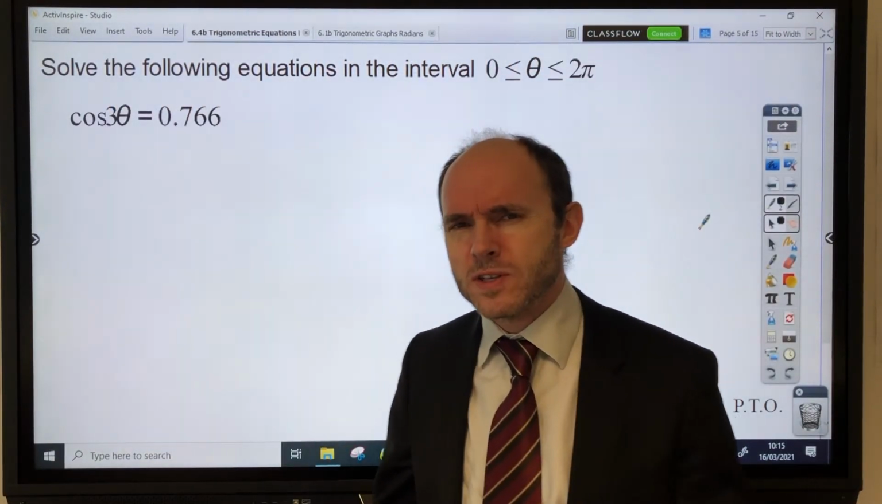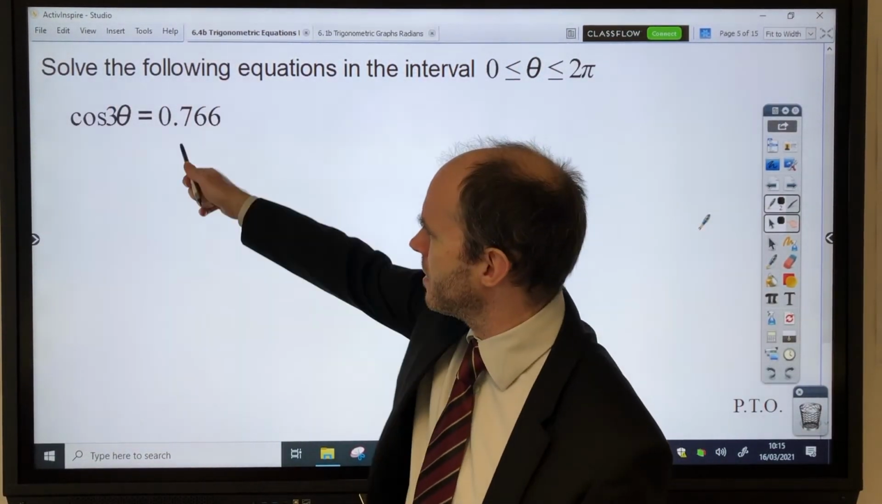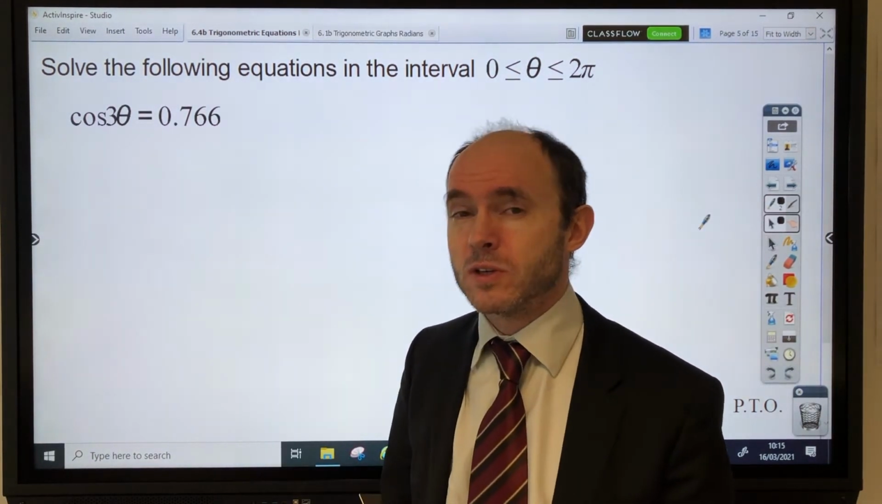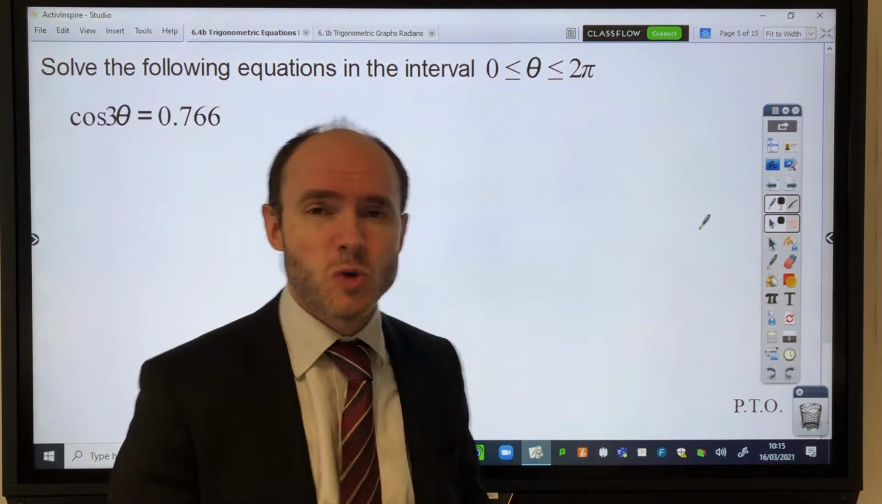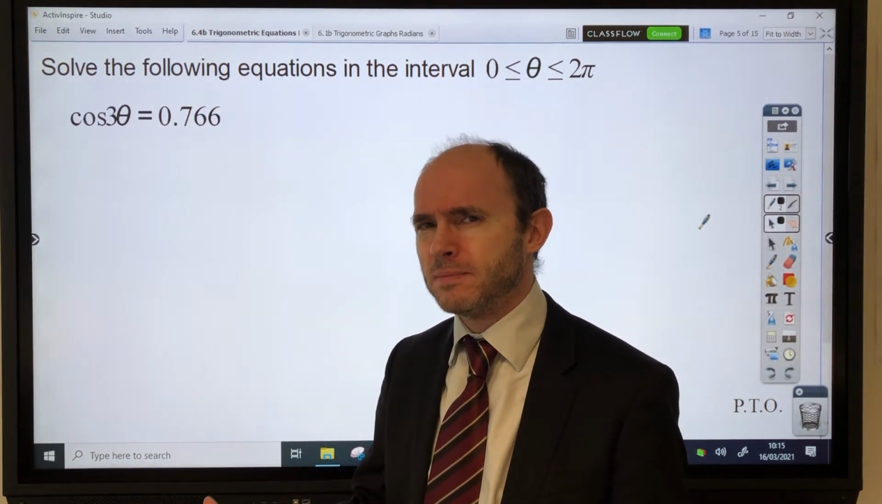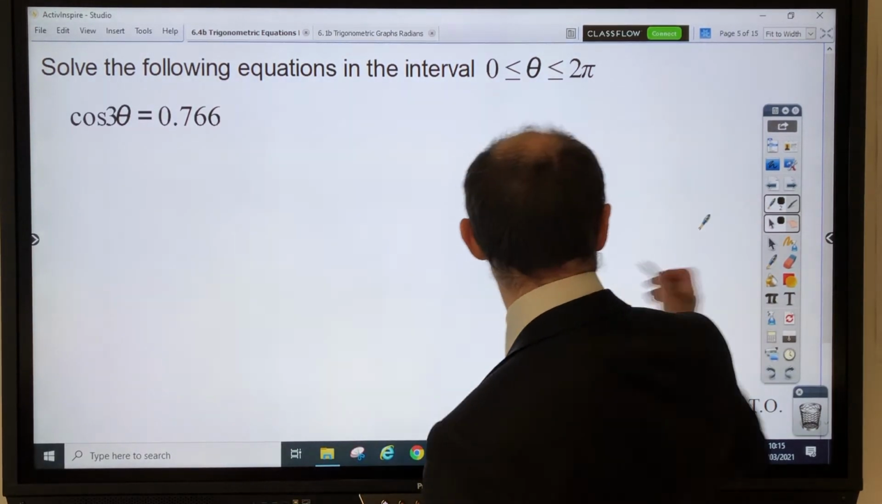All right, let's do a very different type of example, shall we? So here, cosine 3 theta is equal to 0.766. And we're going to solve this in the interval between 0 and 2 pi. Now, first of all, just contemplate how many answers you think there will be. How many answers do you think there will be?